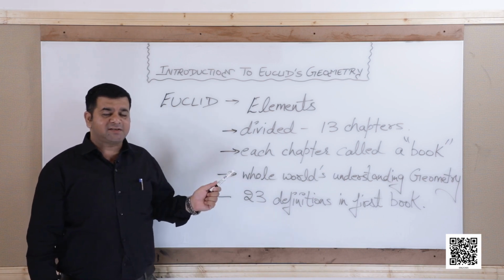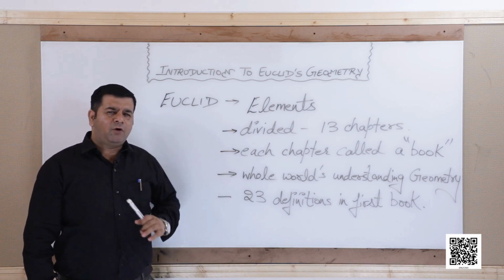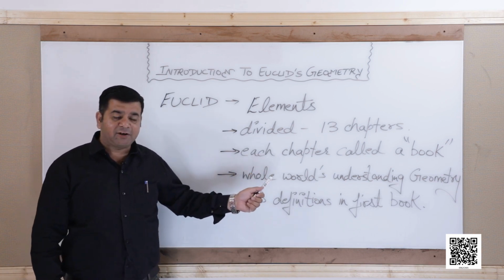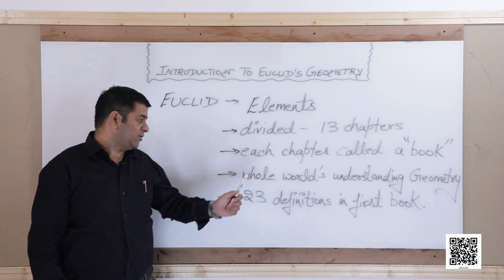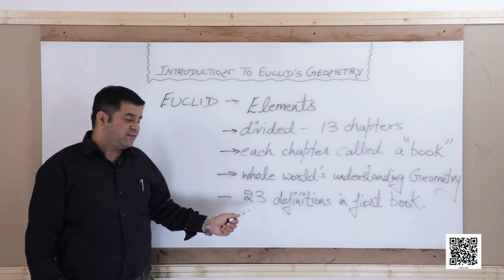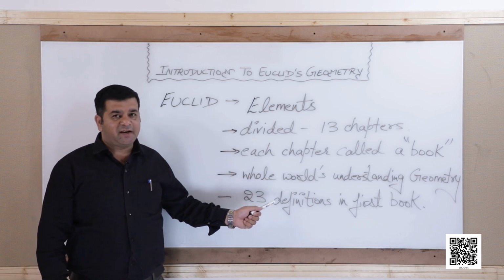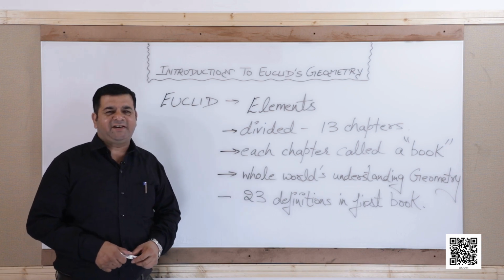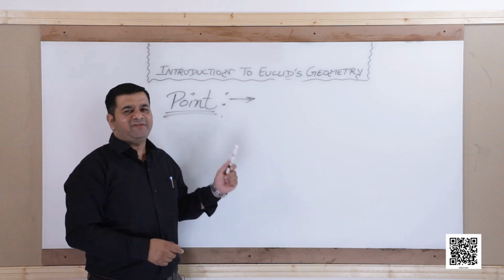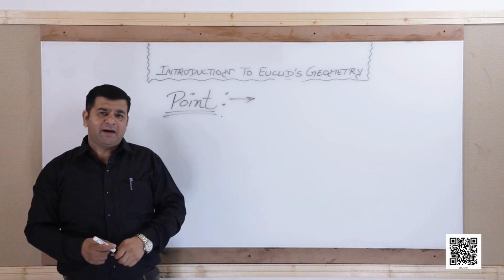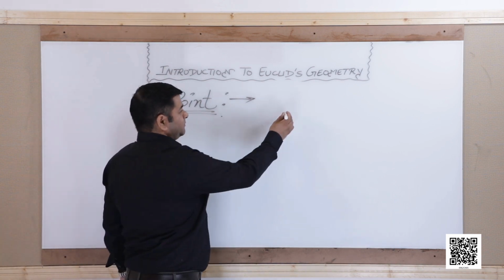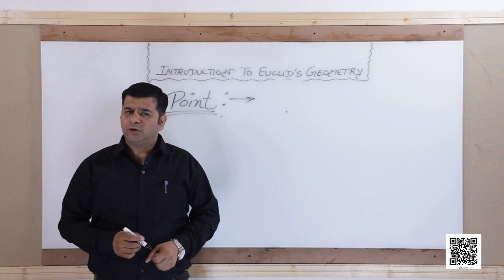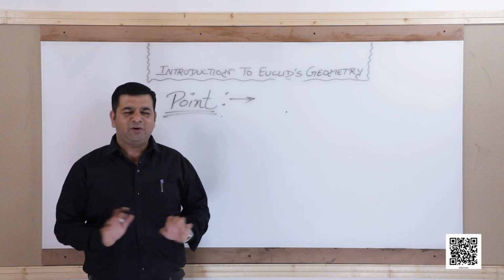These books consisted of the world's whole knowledge of mathematics, and particularly understanding geometry. Euclid has given 23 definitions in his first book. Let's see some of these definitions. The first of these definitions is point. A point is represented by a single dot on a surface. It has no length, no breadth, no area.